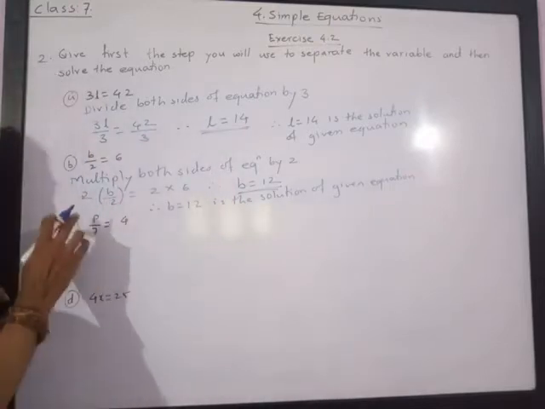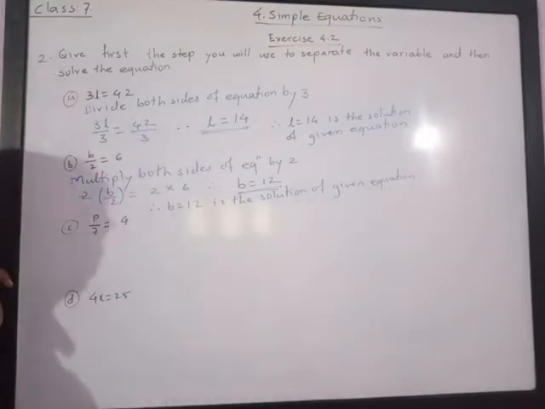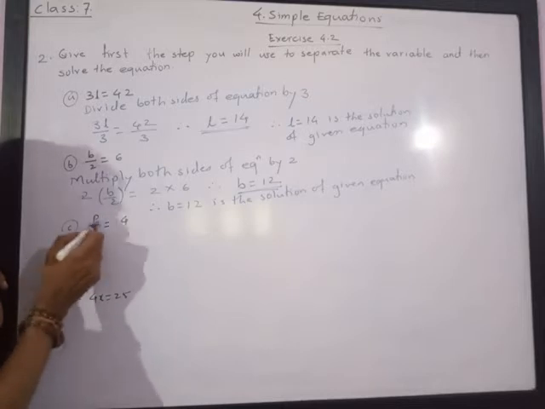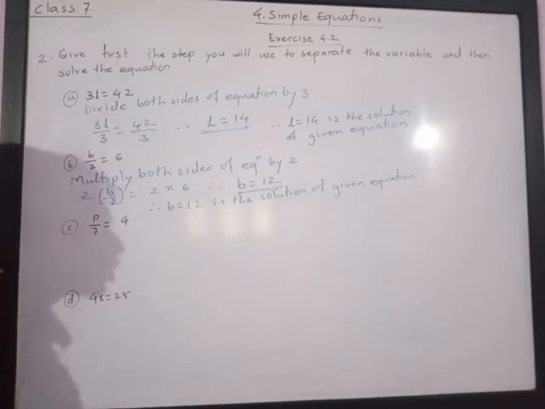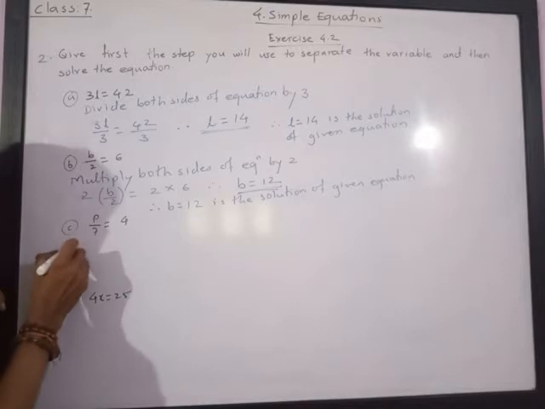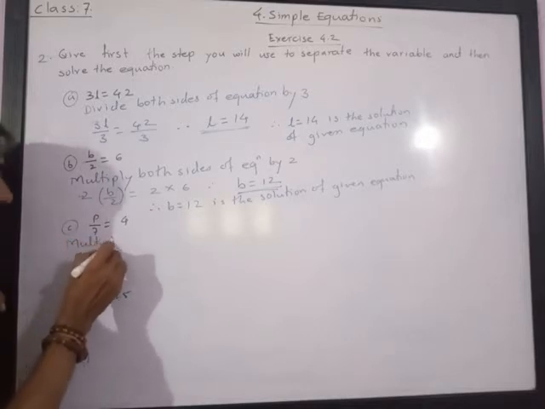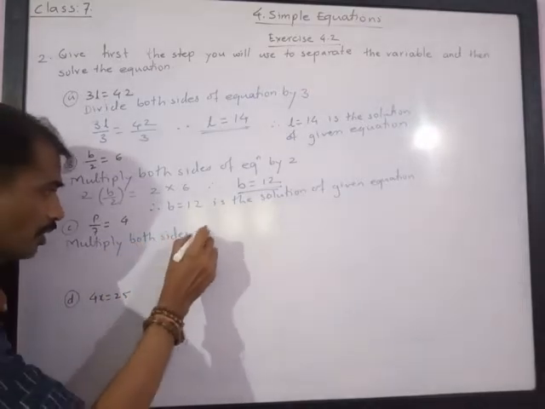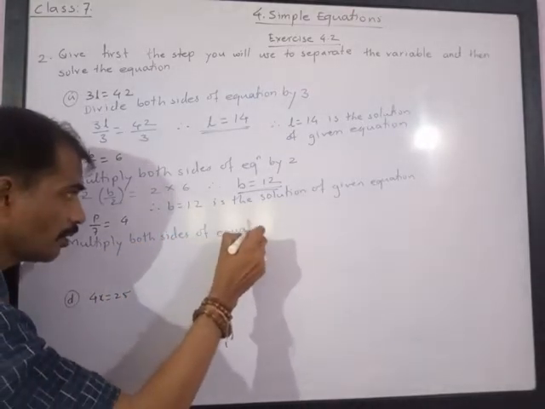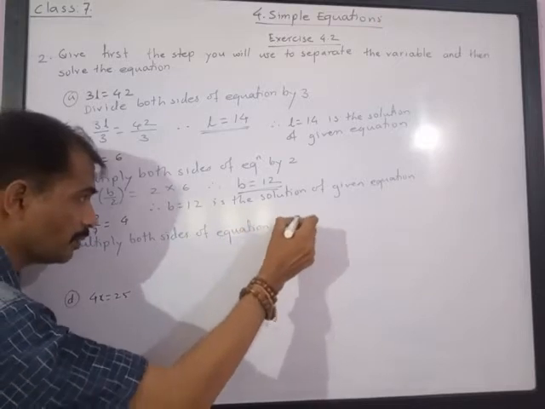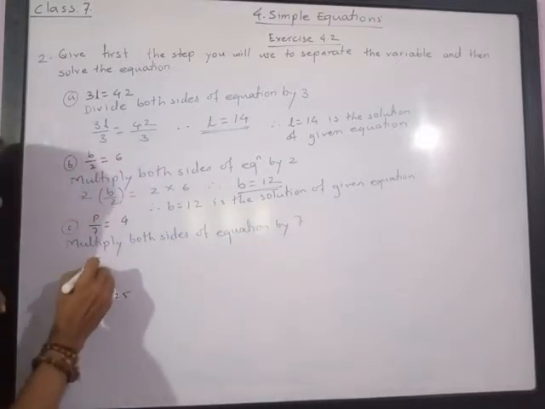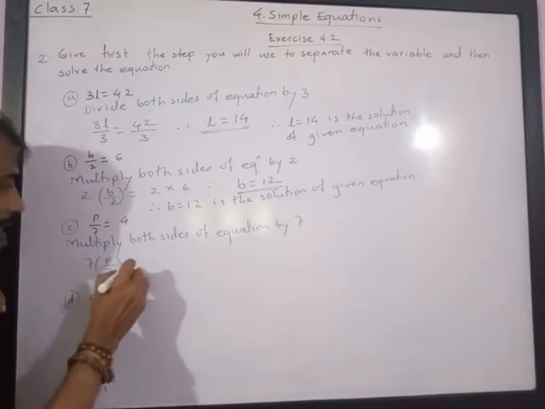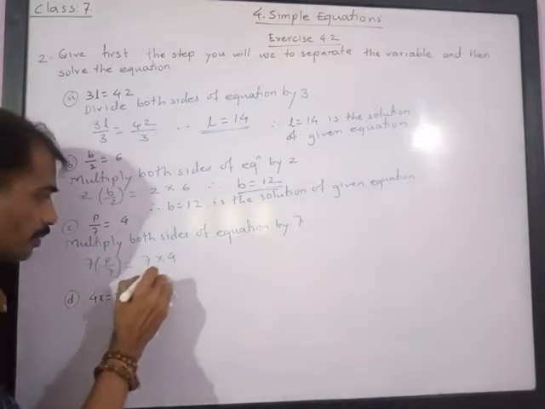Now the third problem is p upon 7 is equal to 4. Please note 7 is dividing. So the opposite operation is multiplication. I already told you before also. We have to do the opposite operation with the same number. So multiply both sides of the equation by 7. So you will get 7 multiplied by p upon 7 is equal to 7 multiplied by 4.